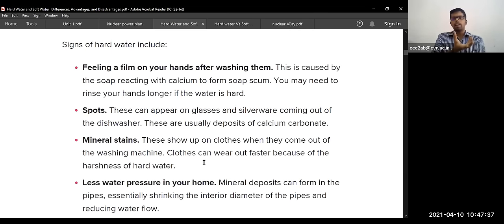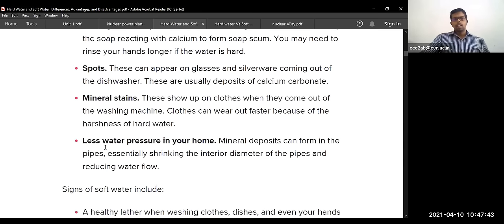Clothes can wear out faster because of the hardness of the water, and there is also less water pressure in your home. If you are having hard water, your water pressure will be very low. That's why in our Hyderabad region, most of the water we are using is hard water only. So the water pressure is very low.